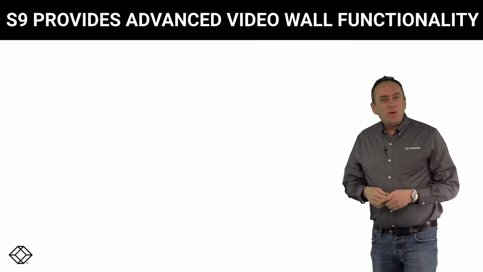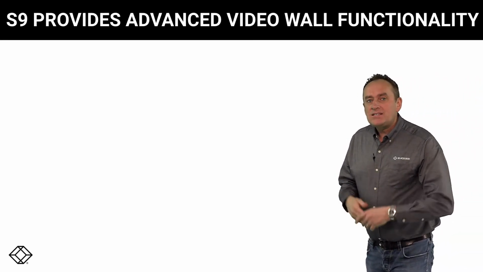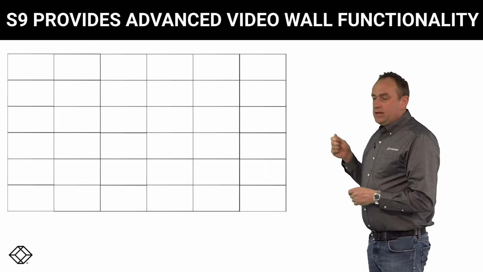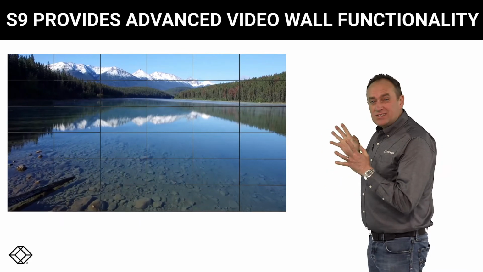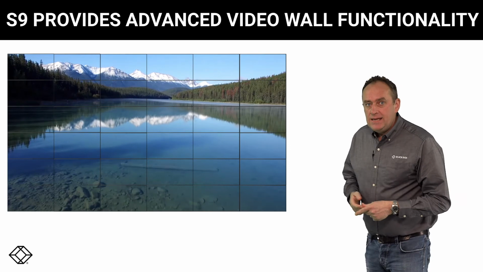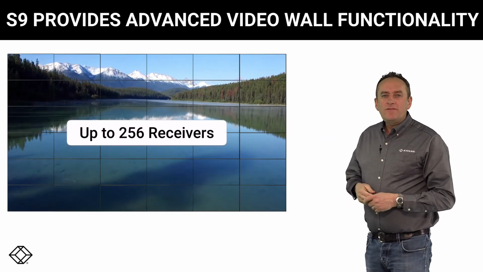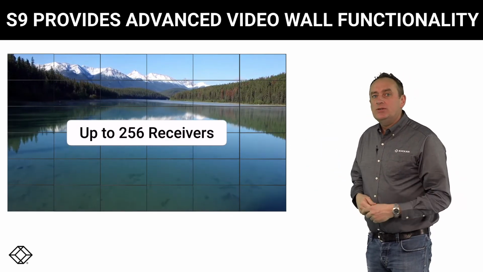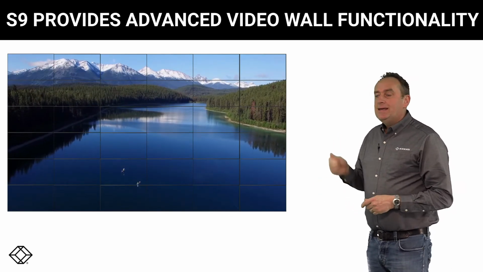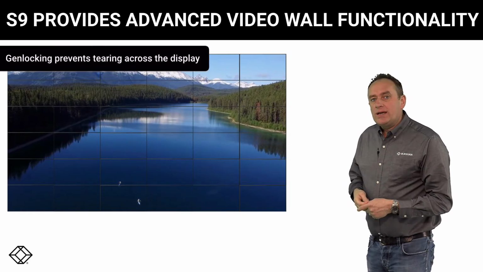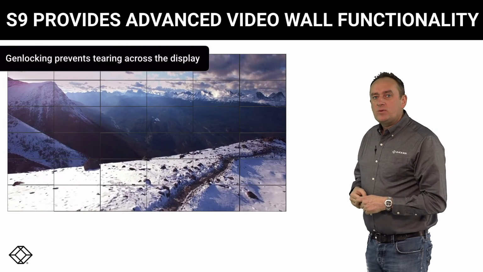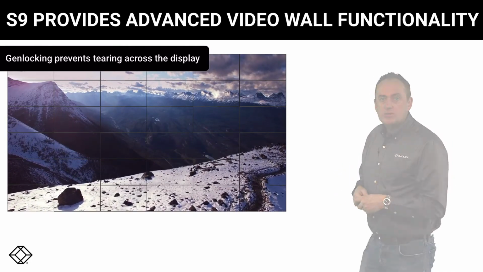In addition to DisplayPort 1.2, the S9 family also features video wall functionality, allowing you to quickly create video walls up to 6x6 in size. Further advanced functionality can also allow up to 256 receivers in larger scale deployments. Thanks to the advanced processing power of SDVoE, each receiver uses gen-locking to prevent any tearing across the whole display, which can often be found with advanced separate video wall processors.